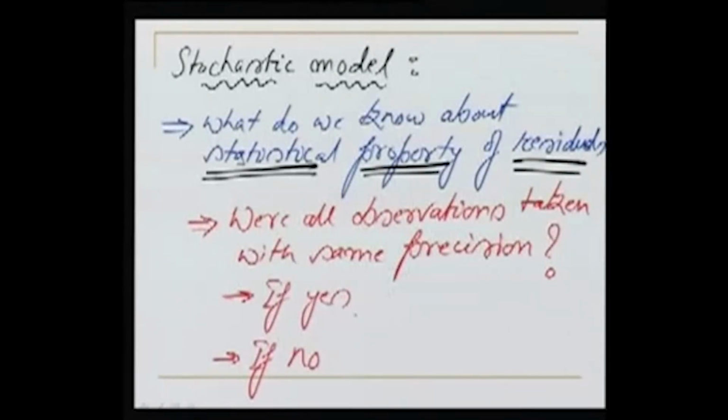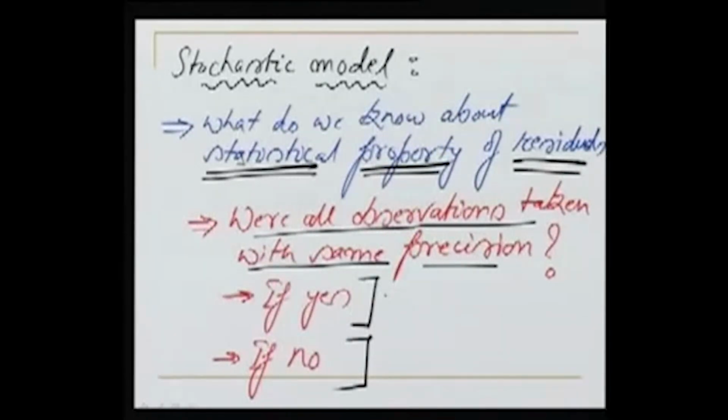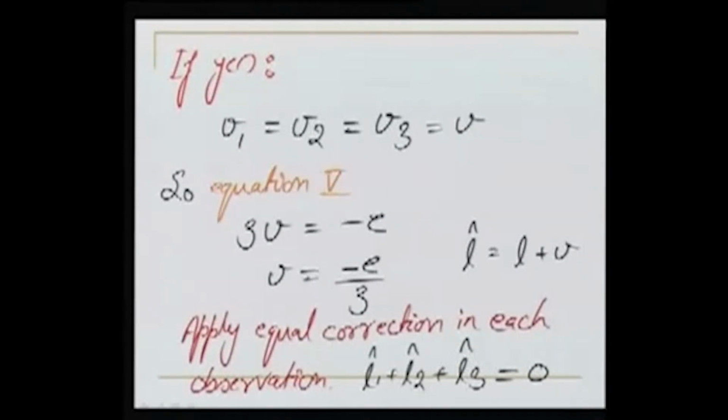Okay, now in this case, two cases as we have seen. The question is, were all observations taken with same precision? Well, there could be two answers, yes and no. If the answer is yes, all the observations were taken with same precision, then we can say the residual in all the observations will be same. Now why are we saying this?